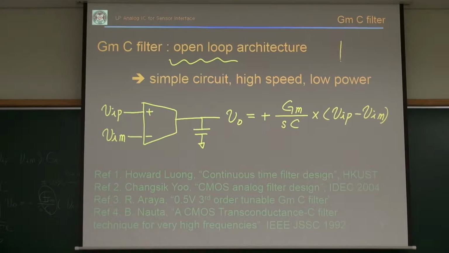In the active RC, there is a negative feedback, right? This is the active RC integrator. In a switched capacitor integrator, we saw the same negative feedback by C, right? But GMC is an open loop architecture, so it is very simple. So it works at a very high speed, and if I reduce the speed, we can implement it with very low power. Yeah, those are some references.